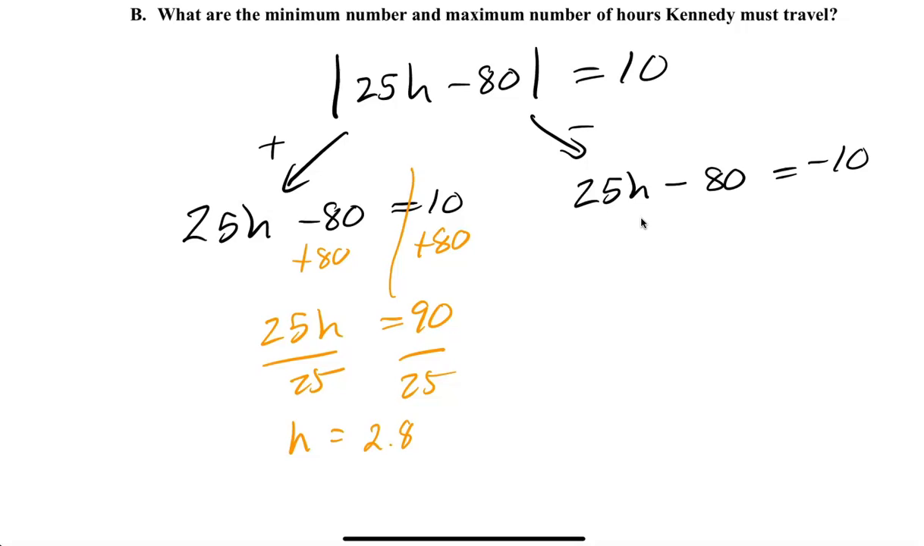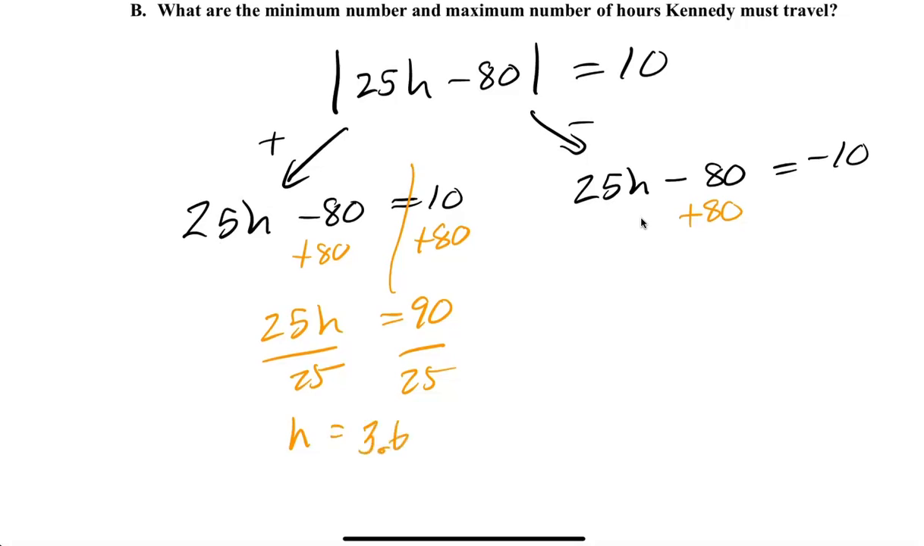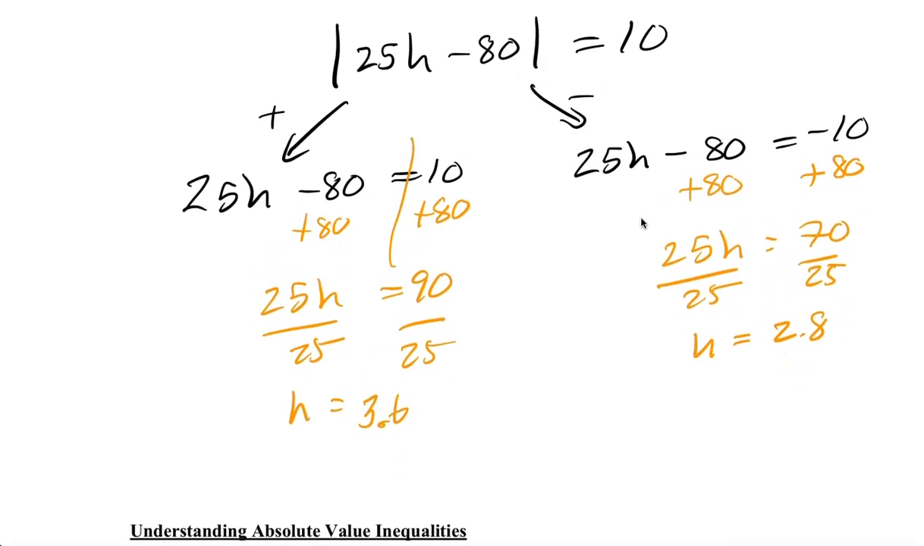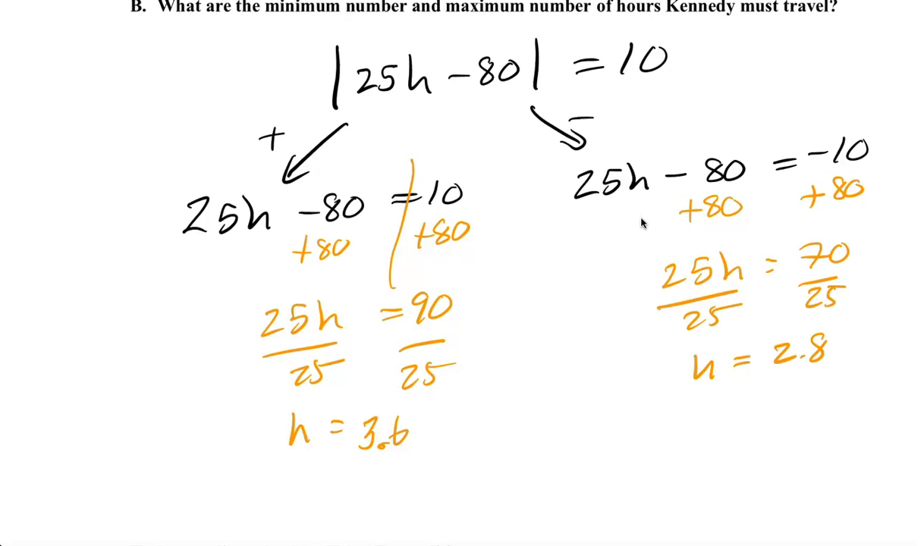Feel free to use a calculator there. We're going to go plus 80. Is that 2.8? I think that might be 3.6. Sorry, I looked at the wrong number. Over here, plus 80, 25h is equal to 70. And then we divide by 25. So now this is the one. This is the 2.8 I was looking at in my notes. So 2.8. So we're going to have to go between, right? She's going to have to travel between 2.8 and 3.6.